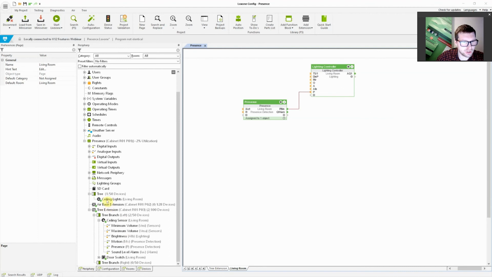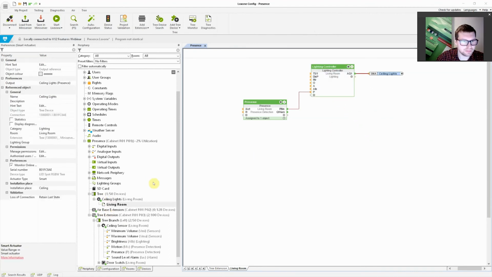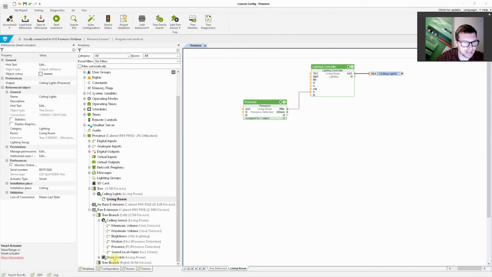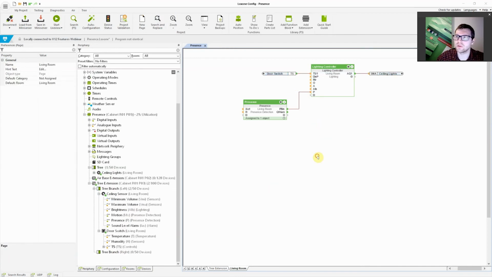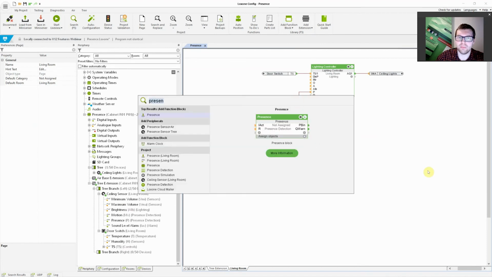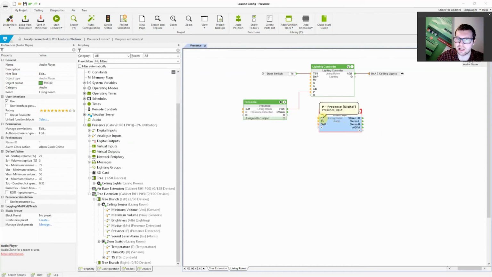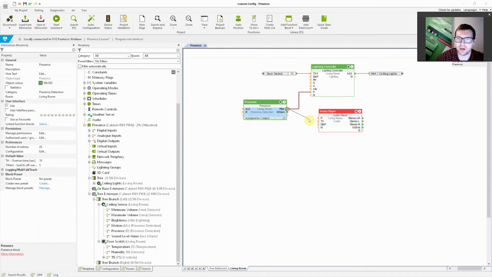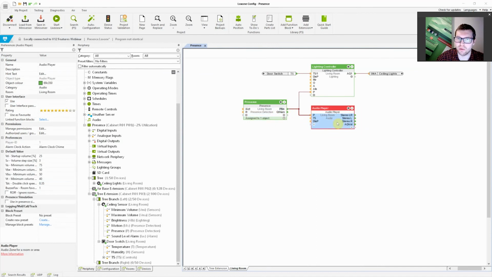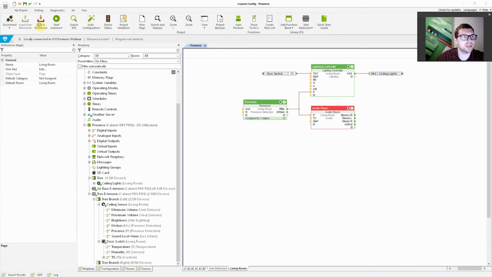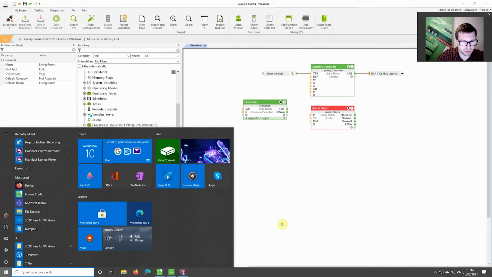So let's just finish this off by adding in a light, and we will also add in a switch to show you this all working. And then with the presence block, you can also tie it to any other function block that has an applicable input. For instance, it could go into the P input of the audio player as well. And then I'm going to save that into the Miniserver. Once I've saved that into the Miniserver, I'll open up the Loxone app to show you.